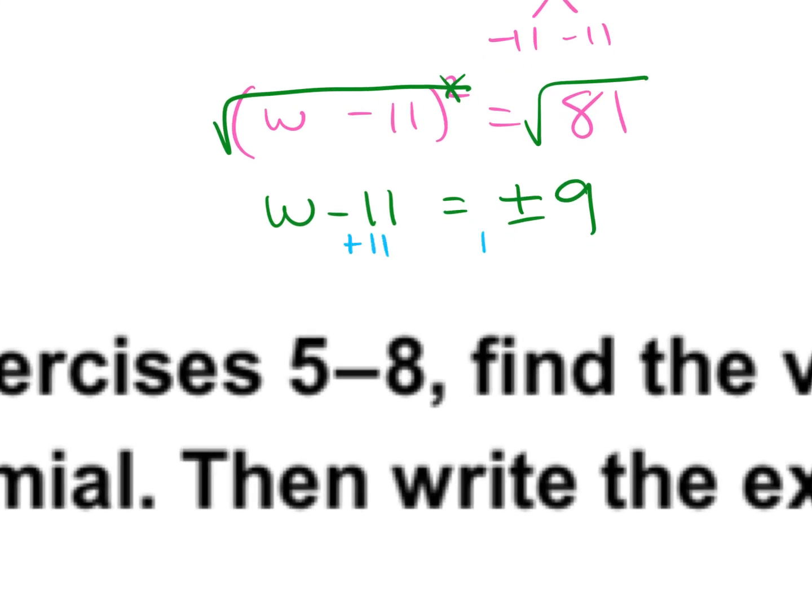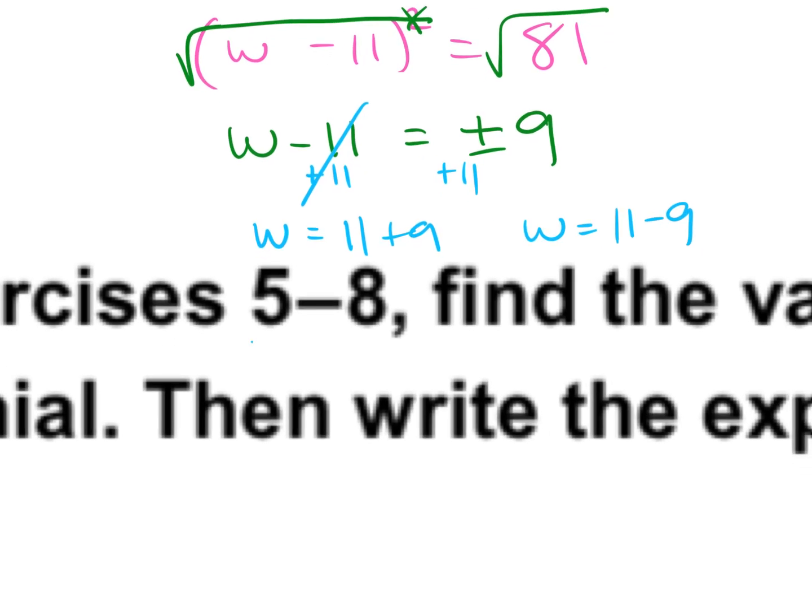Add 11. Remember, we want the variable all by itself, so got to move everything to the other side. We're going to add 11. Can I combine 11 and 9? Yes. Yeah, they're like terms. So let's do it separate. So I have w is equal to 11 plus 9, and w is equal to 11 minus 9. So what does w equal? 20 and 2. Awesome.